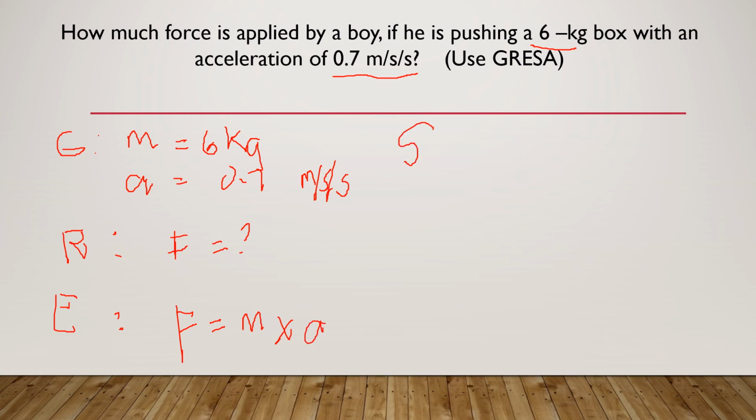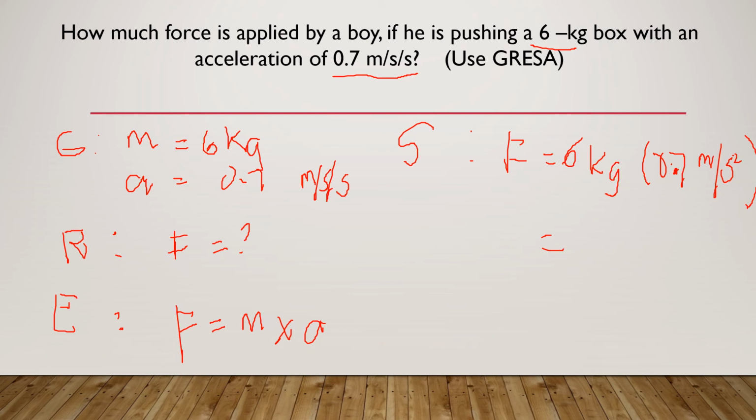Now let us have our solution. So force is equal to, what is the given mass? We have 6 kilogram. There you have it. You need to multiply it by 0.7 meter per second squared. You can have an exponent, or raised by 2. Now, you need to multiply 6 by 0.7. So, what do you think is the correct answer if you're going to multiply 6 by 0.7?